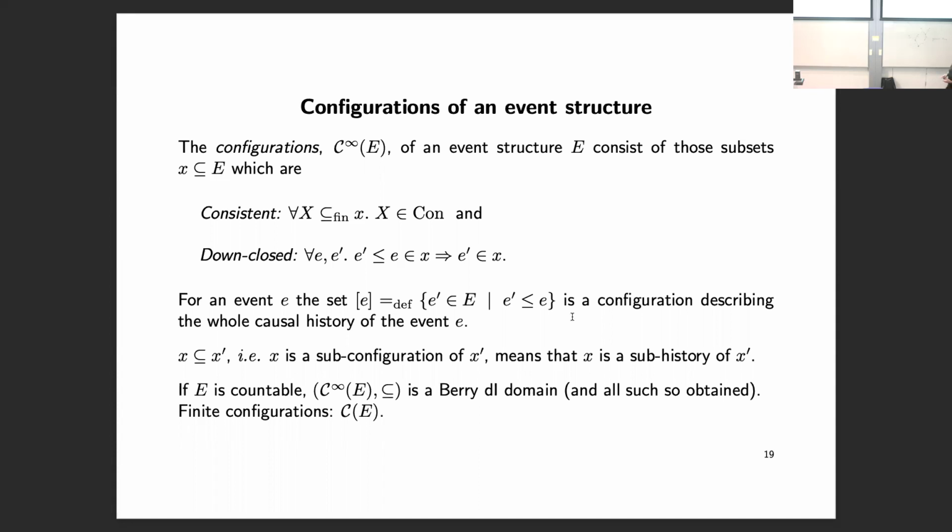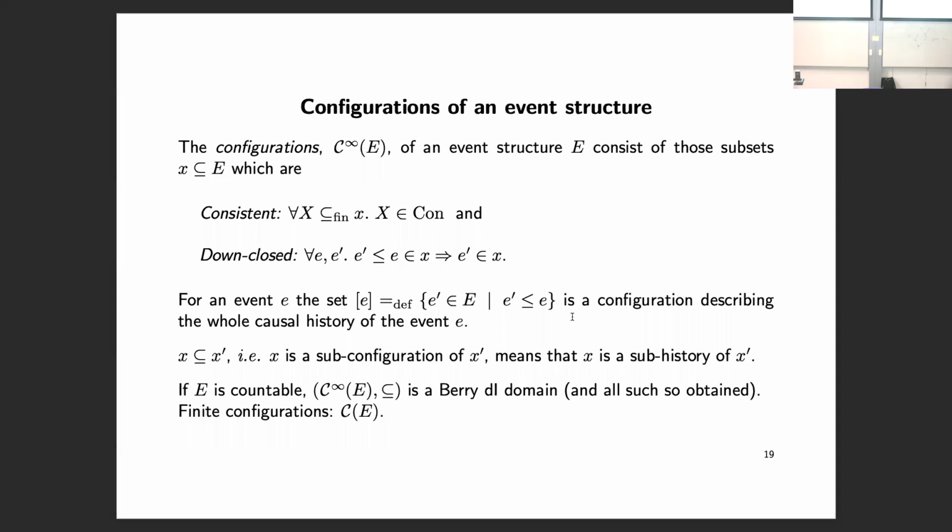So I'll draw pictures. A configuration of an event structure looks like a subset which is such that if you've got an event in it, and that event causally depends on another event, that event will also be in there. And any finite subset you choose to take will have to be in the consistency predicate. Or if we go back to that notion of conflict that we had before, any two events that occur had better not be in conflict with each other.